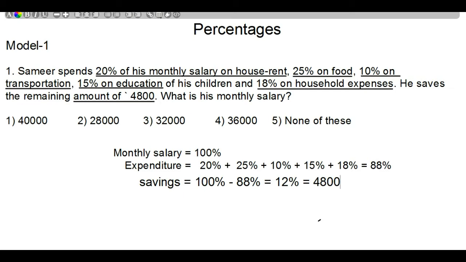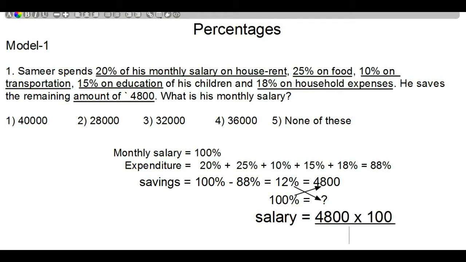So here we know that 12% is equivalent to 4,800, and we are supposed to find out his monthly salary, which is 100%. So if 12% is 4,800, 100% will be equal to what? Simply cross multiply to get the answer. So here we can say that his monthly salary will be equal to 4,800 into 100 divided by 12, which comes out to be 40,000 rupees. So we can say that his total monthly salary is 40,000 rupees.